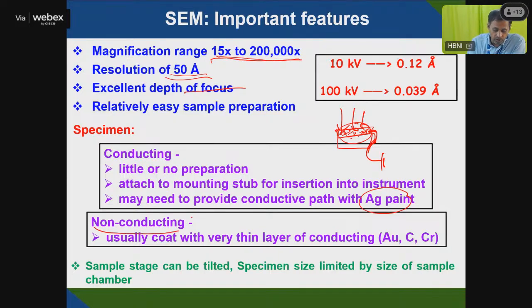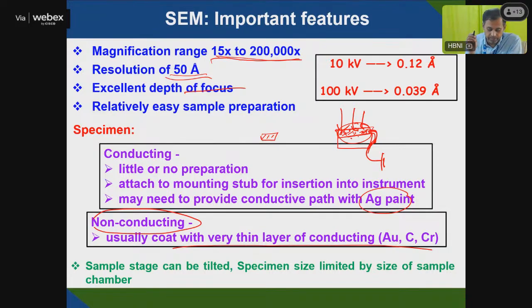But if you have a non-conducting sample, you have to prepare a thin layer coating of gold, carbon, or chromium. If your sample is non-conducting, then you have to go for the sputtering technique. In the sputtering chamber, you put your sample, and there is a gold or carbon target on the top. Then you apply the arc current. What will happen? Sputtering will take place, and some gold atoms will deposit on the sample surface. So it provides a conducting pathway.